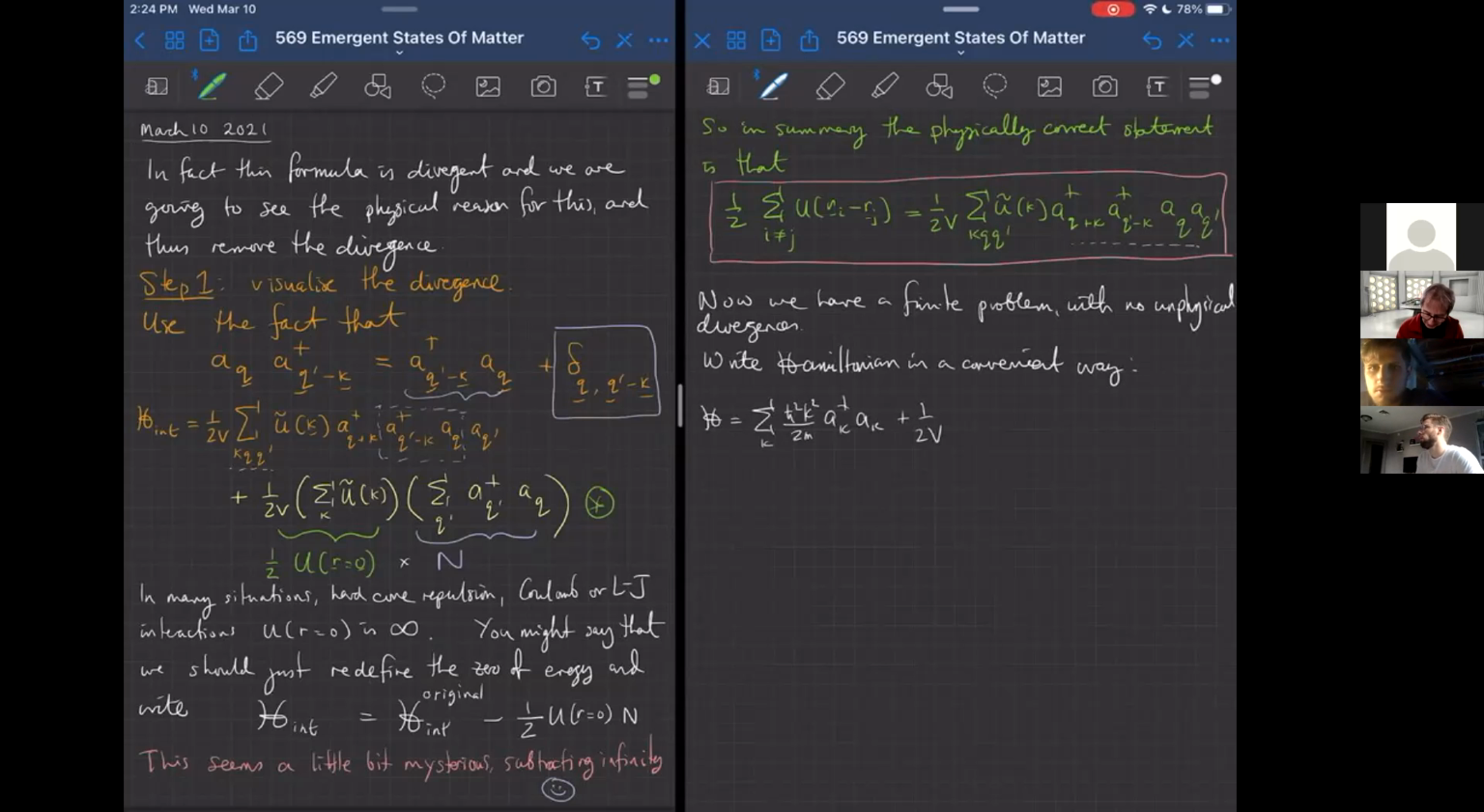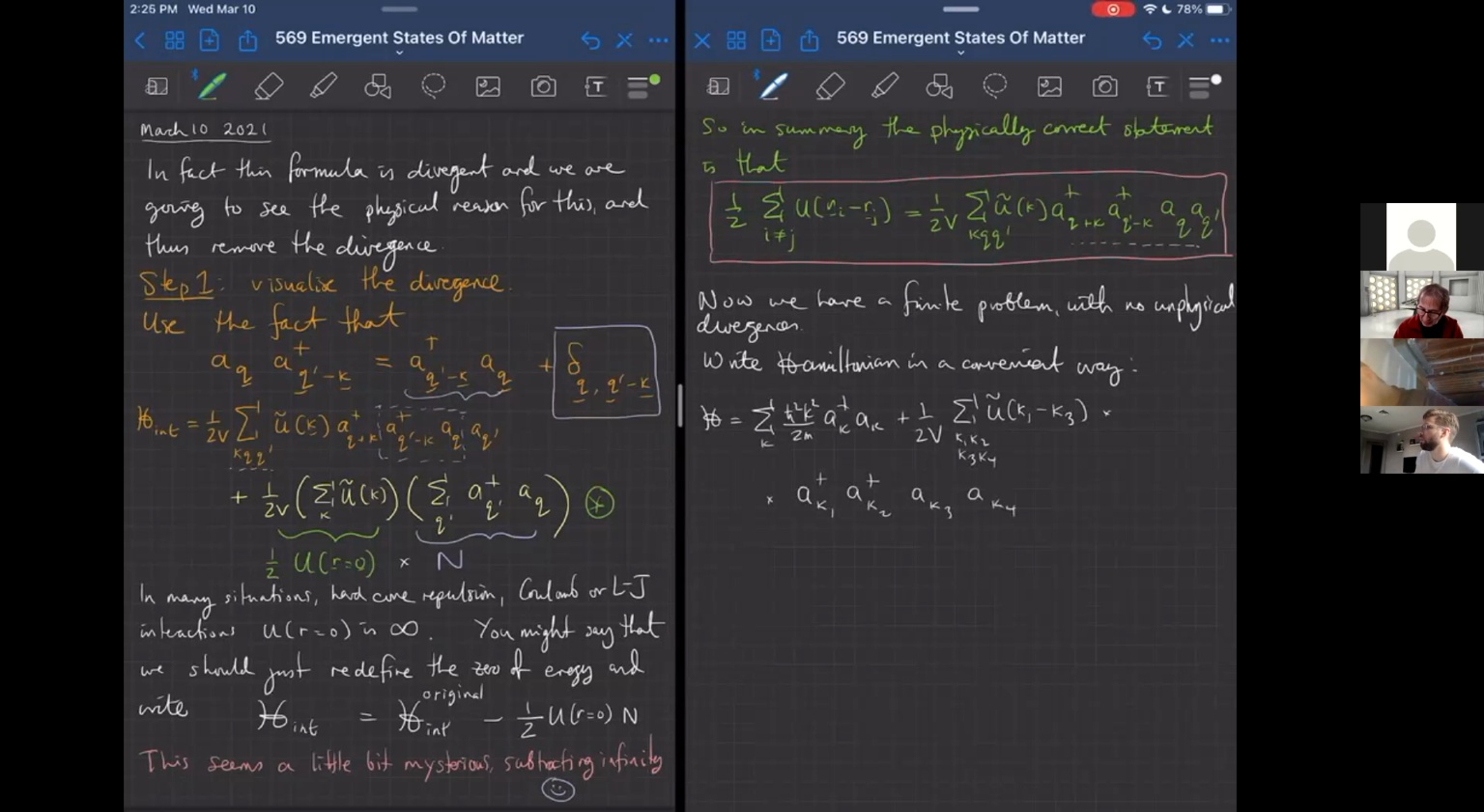So I'm going to write it like this, 1/2V, and then I'm going to write it as the sum over k1, k2, k3, and k4. And I'm going to call the argument of this k1 minus k3, like so. And then write the continuation of the equation down here, times now the annihilation creation operators. And I'm going to write them down like this, a k1 dagger, a k2 dagger, a k3, a k4. So doesn't that look much nicer?